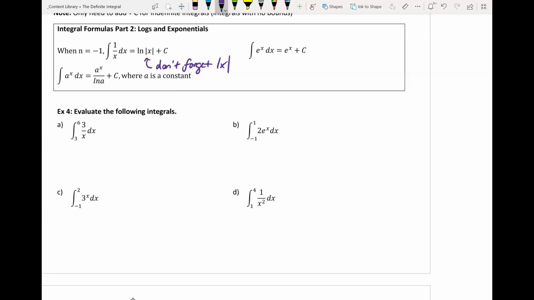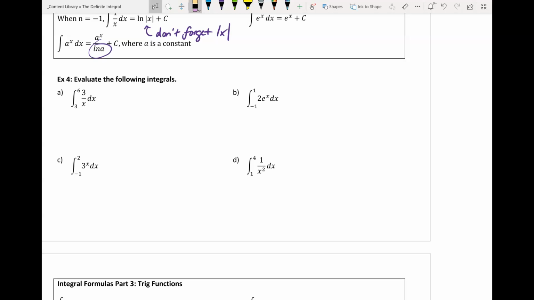Then lastly, if we want to take the integral of a to the x, it's going to be a to the x over ln a, and we know that because if we take the derivative of a to the x, it's going to be ln a times a to the x. Okay, so we just want to get rid of that ln a, which is why we divided by ln a there.